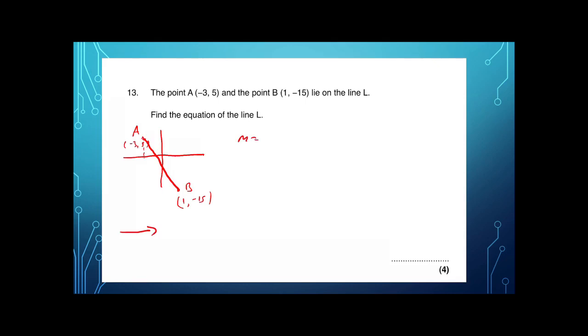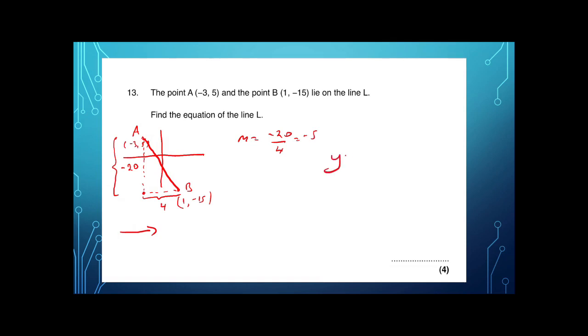So I'm going to work out the gradient. I'm going to create a little triangle there. Now this distance here is the distance between 5 and negative 15, so that distance there is 20. And this distance here is from negative 3 to 1, so that distance is 4. Now I know that my gradient is negative, and we could write that as negative 20. So it's negative 20 over 4, which is negative 5.